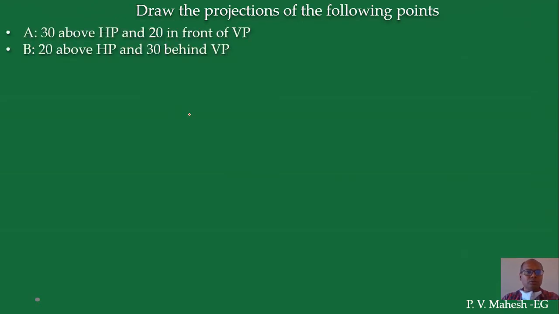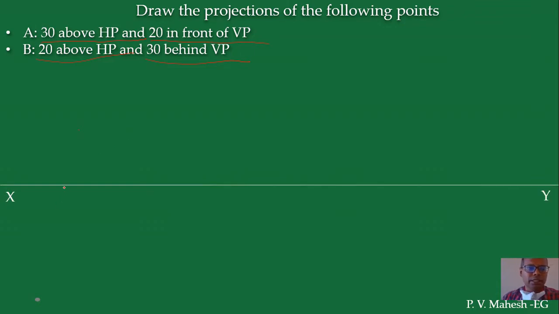So we have two conditions here in front of us. The point A is 30 mm above HP and 20 mm in front of VP, and 20 mm below HP and 30 mm behind VP. We will try to see these two cases separately. Okay, so first we will draw the reference line XY.